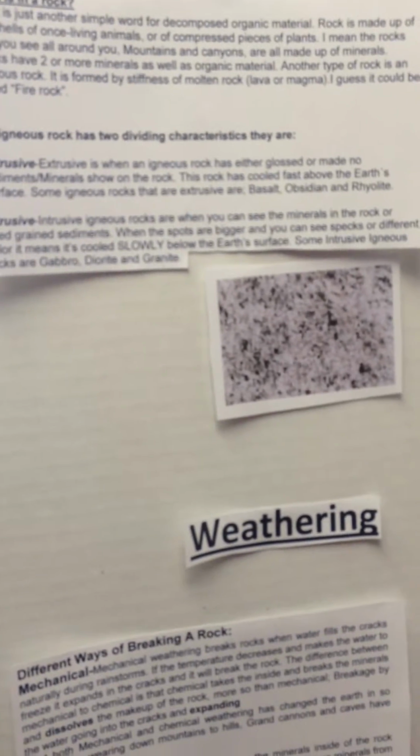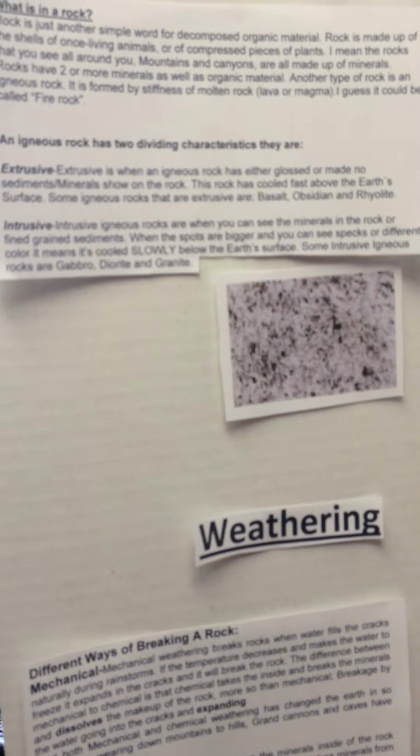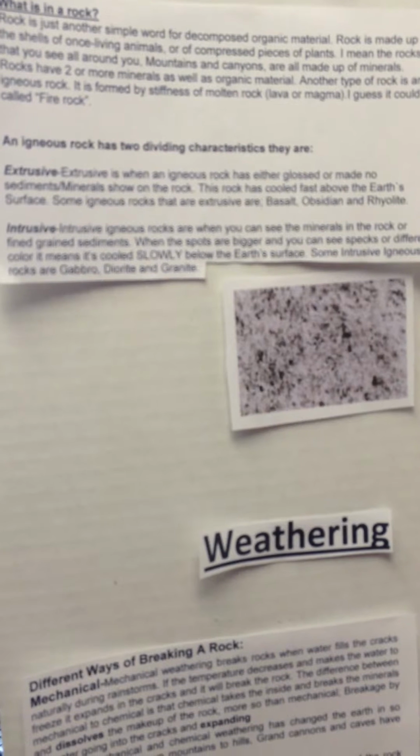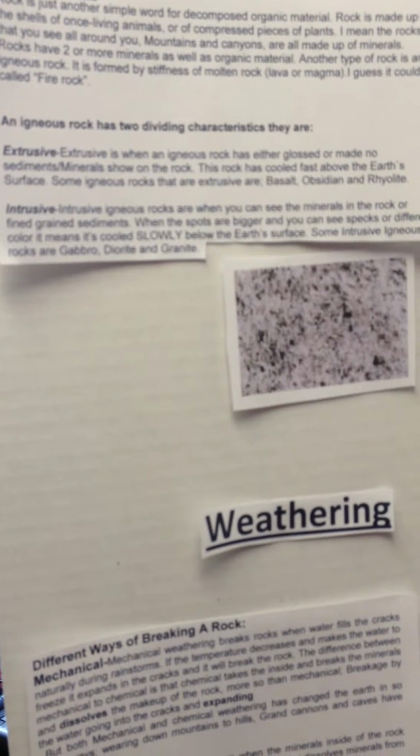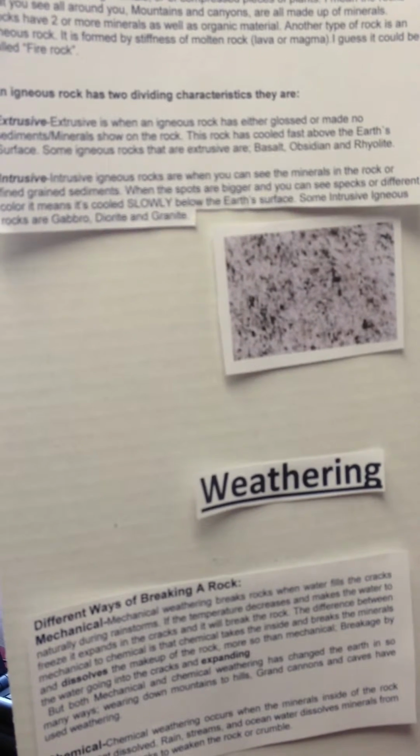What is a rock? A rock is just another simple word for decomposed organic material. They are made up of shells, once living animals, or decomposed, compressed pieces of plants. I mean, the rocks that you see all around you. There's mountains and canyons. All of them are made up of minerals.